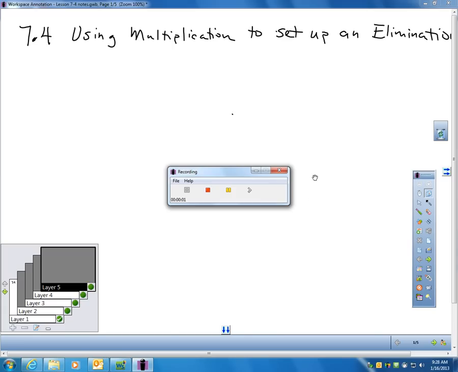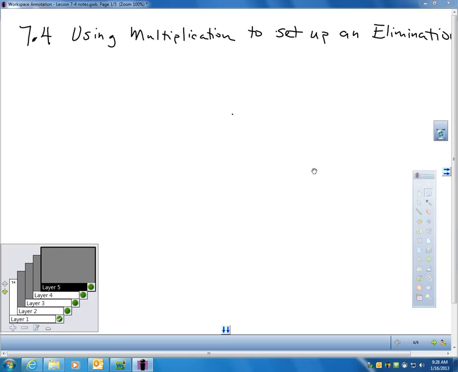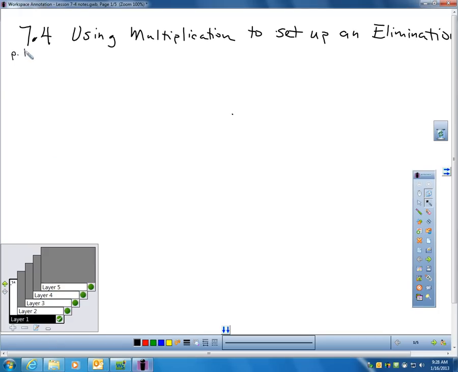Hi, and this is section 7.4. We can start on page 451, and this section is entitled Solving Linear Systems by Multiplication First. And again, I should probably just write the page number up here. Sections 7.3 and 7.4 are both over elimination.